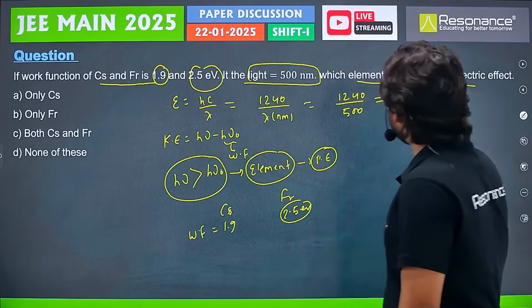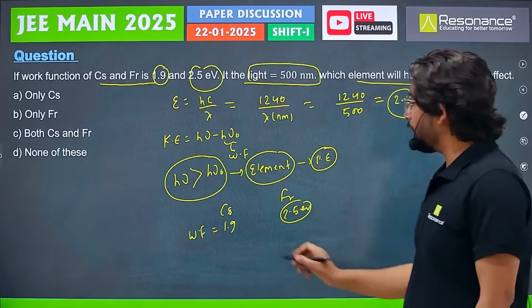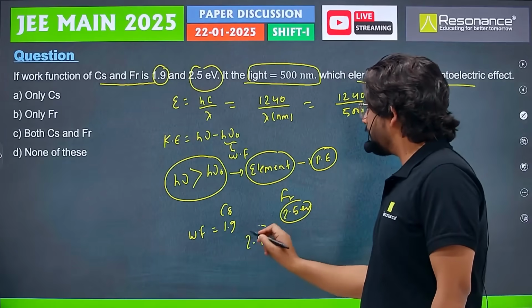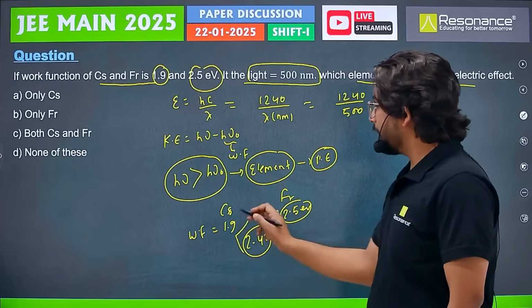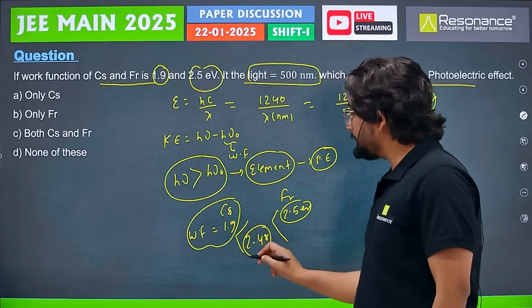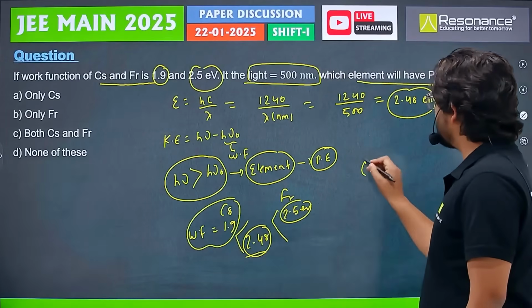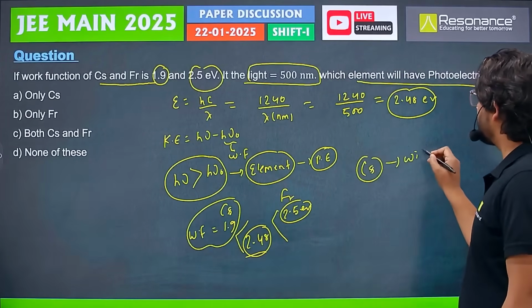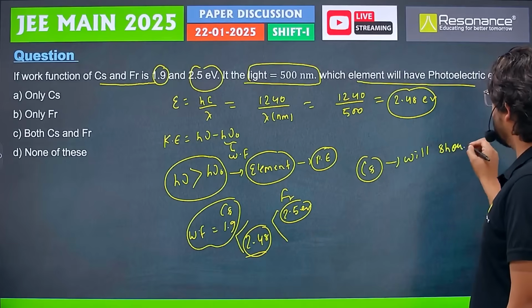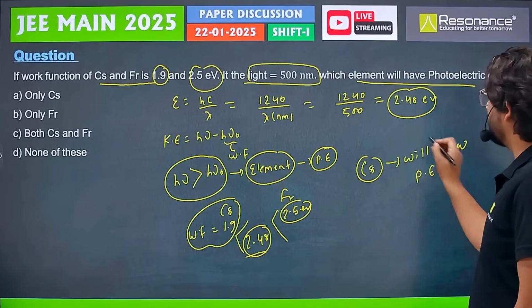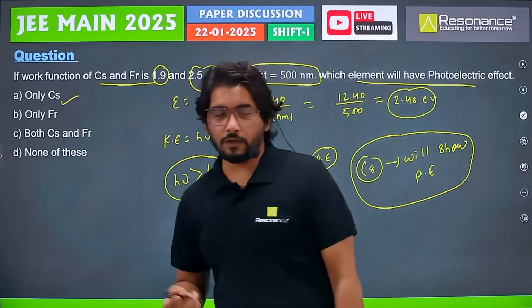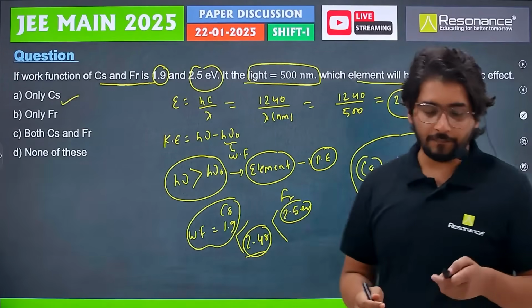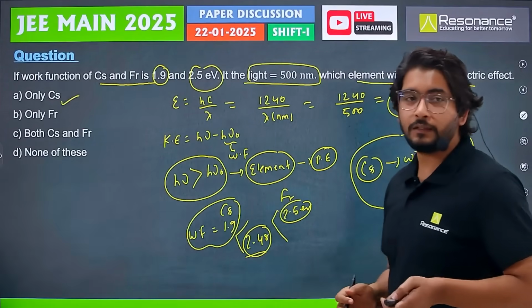Now you can see what we are getting: 2.48 electron volt. And which side is having greater? So cesium has a work function smaller than this value. So cesium will show the photoelectric effect. So only cesium will show it, not francium. Now next, move to another question.